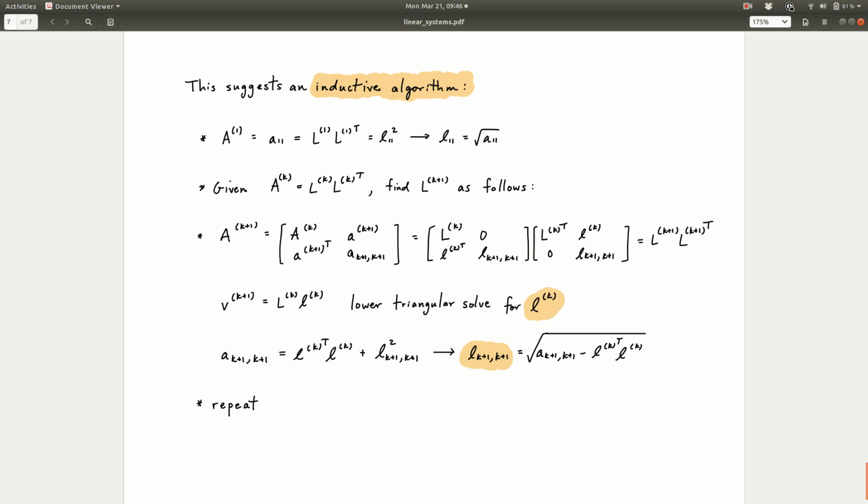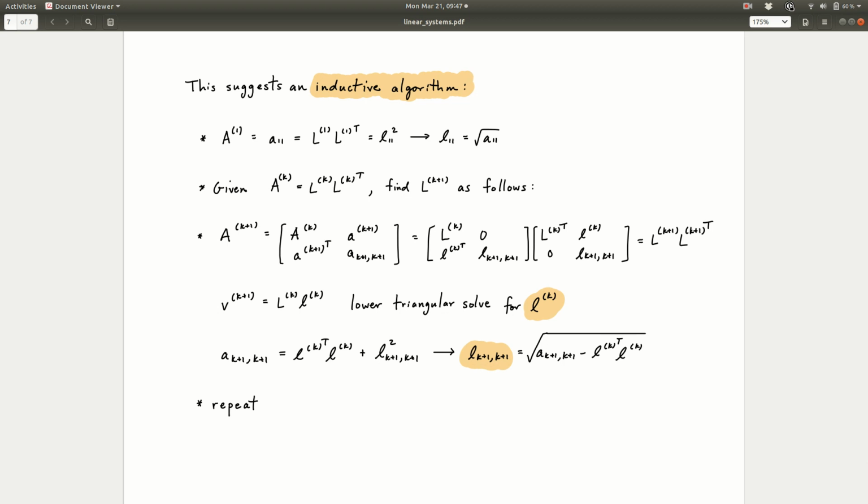And the only other thing we need to know is to figure out this entry. But we can set up another equation. So we know that a_{k+1,k+1} is going to be equal to l_k transpose times l_k plus l_{k+1,k+1} times itself. So that gives us this equation. And now, since we already know L_k, we can just solve for the thing we don't know yet. And that's simply this. Okay. So that concludes it, and then you repeat. So that concludes the induction.